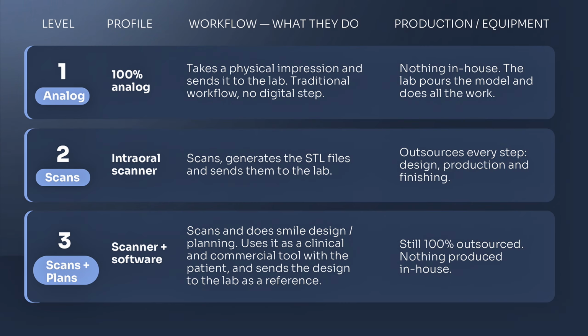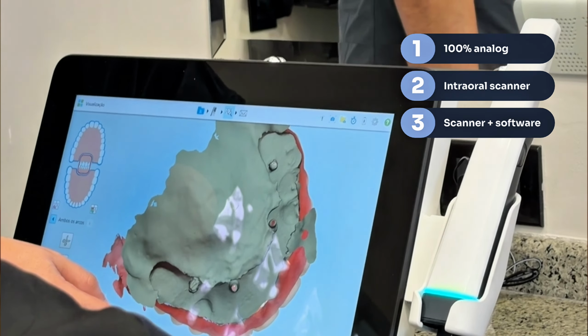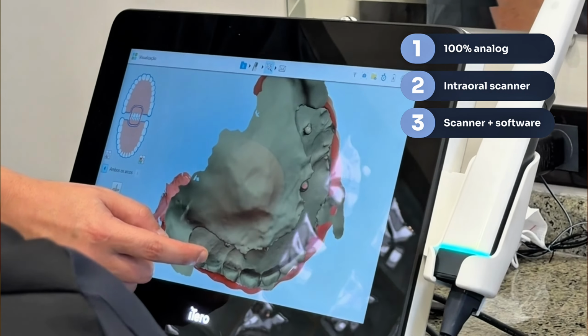So what does a doctor on level 3 do? They're going to scan and maybe do some smile designs, use that also as a commercial tool with their patients, or to better communicate the treatment with their patients. And once they do a smile design, they can send that smile design to the lab, and the lab can use that as a reference to go on and finish the whole case. Important thing to mention, at level 3, the doctor is not producing and is not doing anything in-house. Everything is being outsourced to a lab.